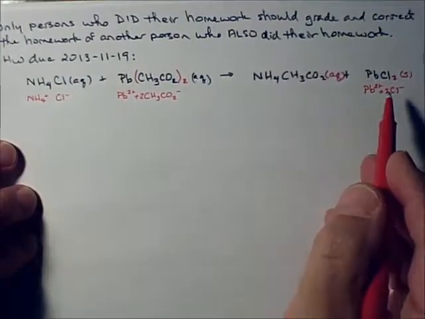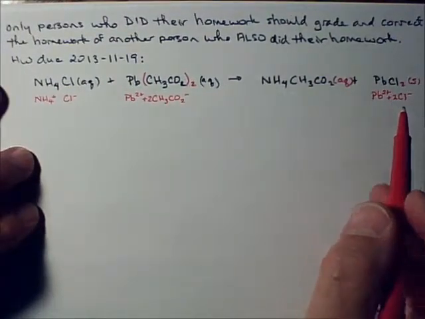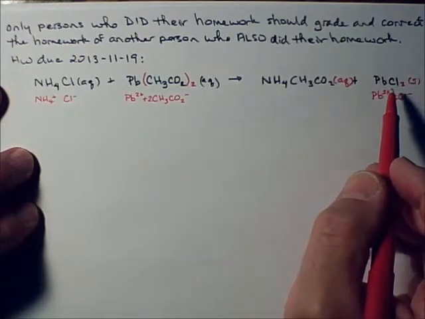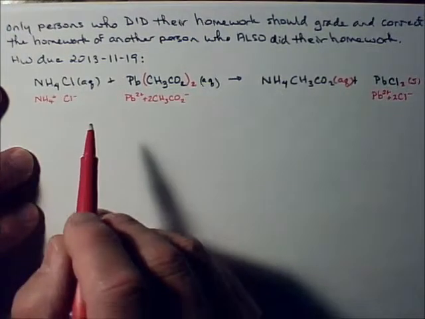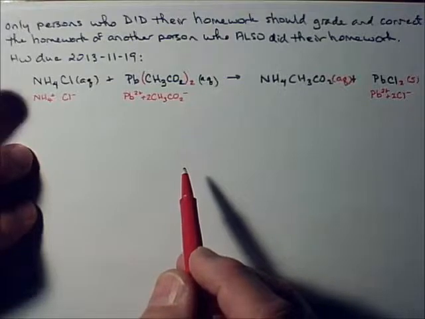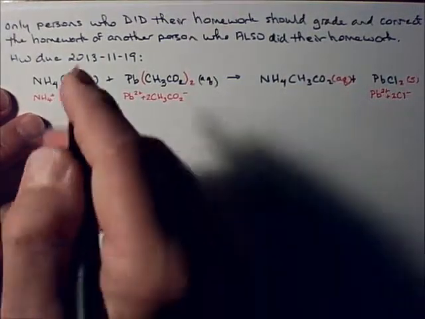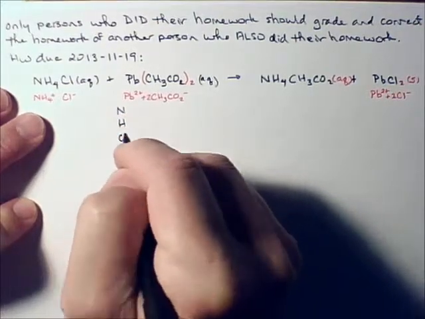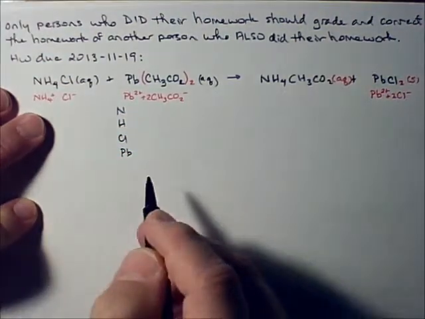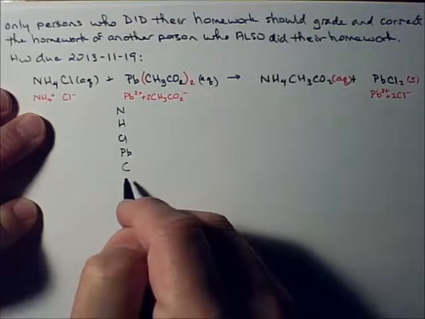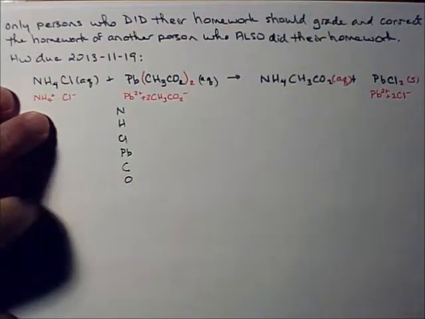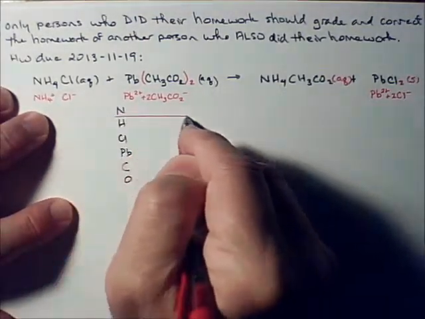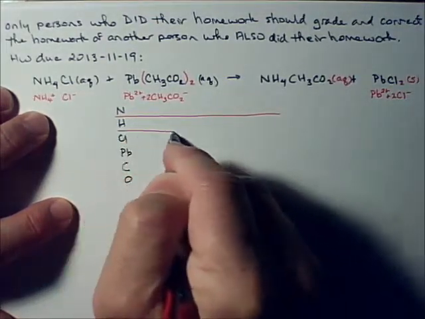So now that we know what our solid is, we know that when we do our stoichiometry, this is the product we're going to be looking for. We need to balance the equation first. Without a balanced equation, the stoichiometry will not work out. So we're going to list all of the elements we have. Nitrogen, hydrogen, chlorine, lead, carbon, and oxygen. A lot of elements here. Lots and lots of elements.